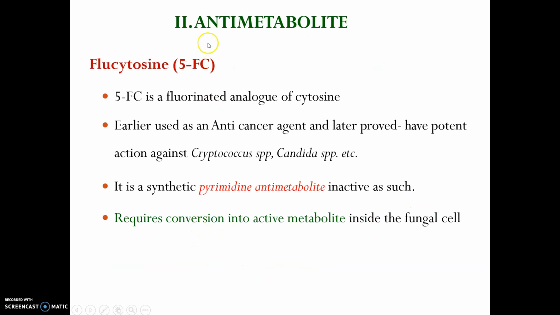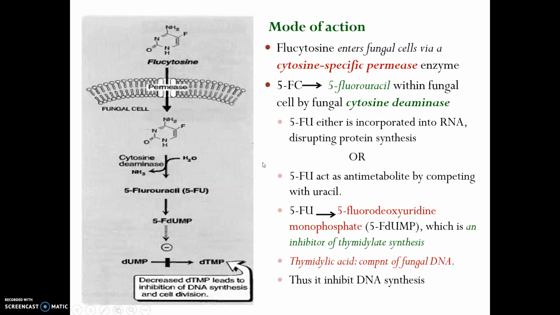The next drugs are the antimetabolites, that is, flucytosine. They inhibit DNA synthesis and act inside the nucleus. 5-Flucytosine is a fluorinated analog of cytosine, earlier used as an anticancer agent and later proved to have potent action against Cryptococcus. It is a synthetic pyrimidine antimetabolite. So the pyrimidines will not be formed or will not function properly, so proper DNA replication and DNA formation will not take place.